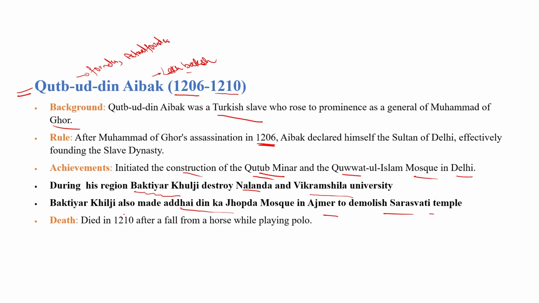After ruling for 4 years, in 1210, he died while playing polo, which at that time was known as chogan. So he died falling from a horse while playing chogan, in 1210.